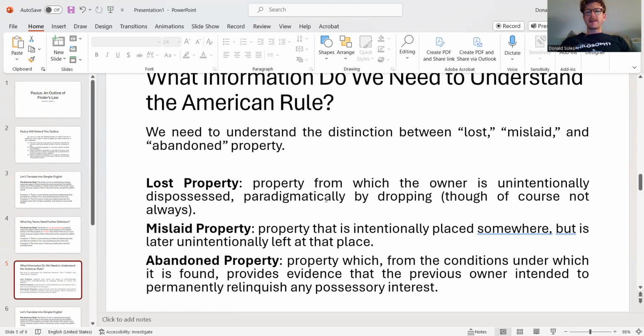Let's contrast this with a different kind of case. Suppose instead that you're at an airport and you take out your wallet and you put it on the seat next to you. In other words, you've intentionally placed your wallet in that place, but then later suppose that you just forget about it. You walk away or something calls or the flight is boarding and you frantically get up and just leave the wallet where you intentionally placed it. American law treats this as a different kind of losing. They call this category of property mislaid property. You've mislaid the property because you've intentionally placed it somewhere and you've forgotten about it.